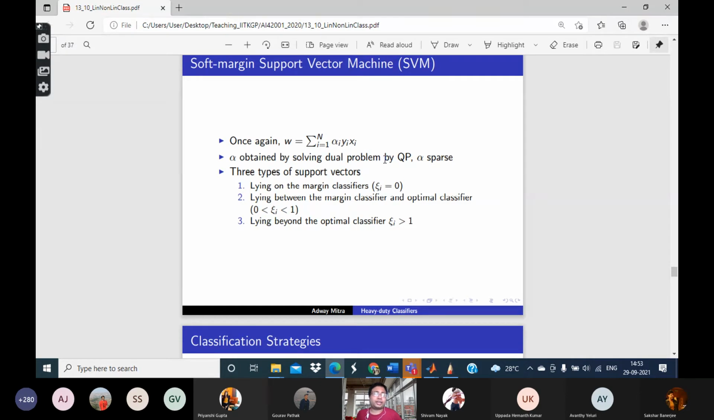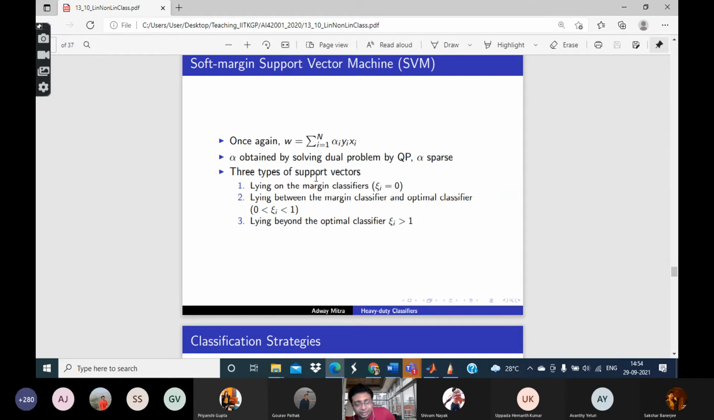Those points which are correctly classified, for them alpha is equal to 0, and alpha is non-zero only for those points which either lie on the marginal classifier as earlier, or the points which are misclassified, right? So these are the sets of points which are basically the support vectors.